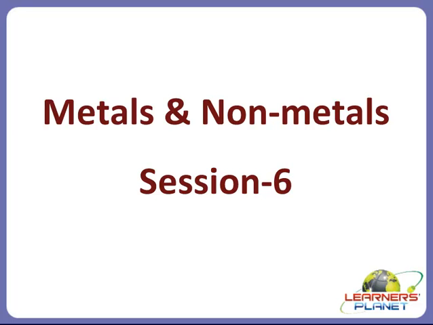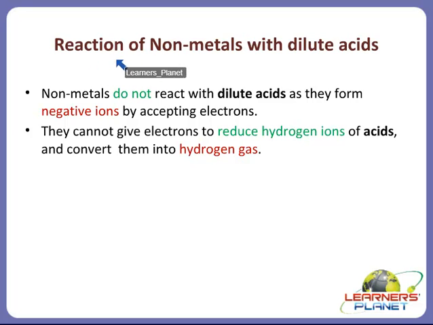In our previous session, we discussed the chemical properties of non-metals, that is, their reaction with oxygen, their reaction with hydrogen and water. Right? Now in this session, we will be discussing few more chemical properties of non-metals. Like here, our first property is reaction of non-metals with dilute acids. Right, children? Non-metals do not react with dilute acids as they form negative ions by accepting electrons.